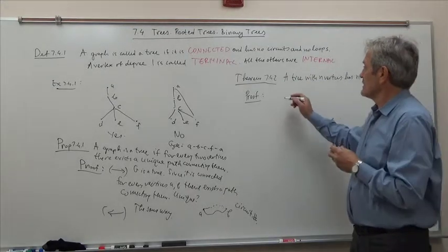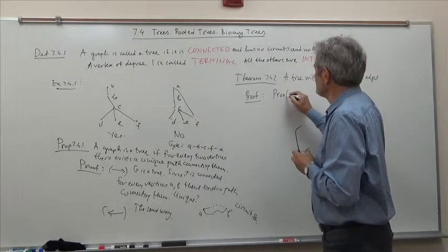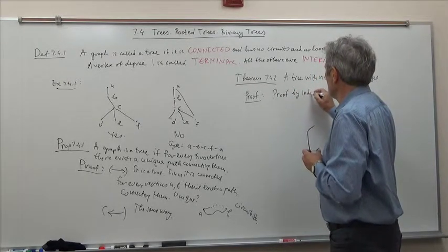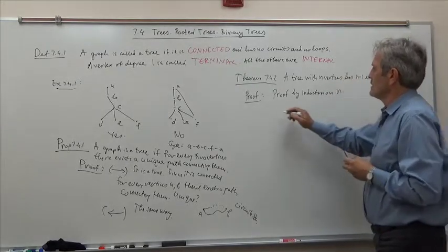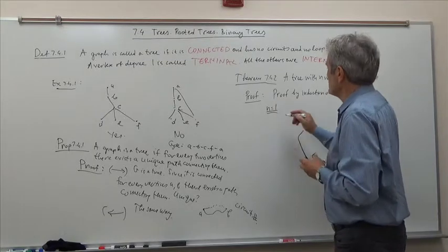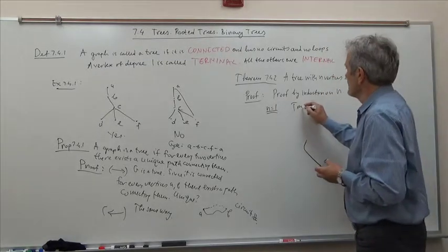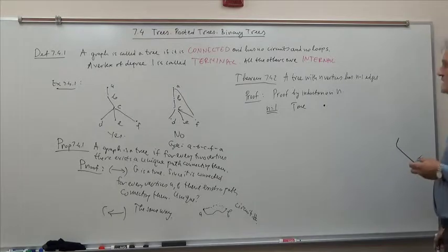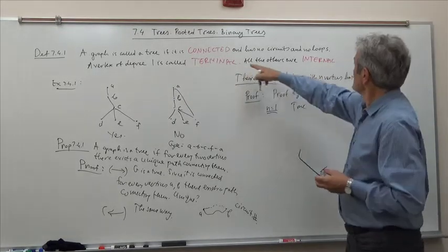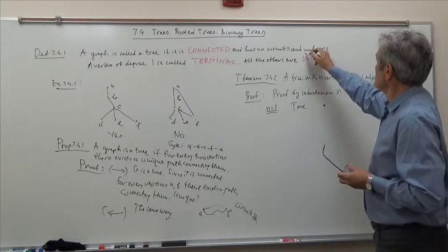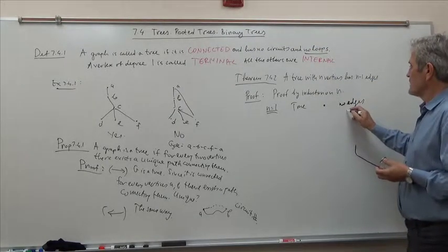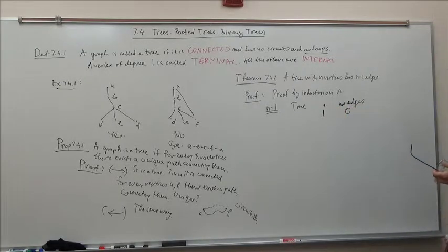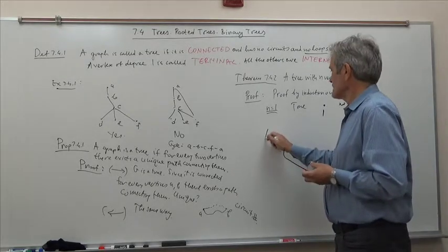Why would that be true? We'll prove it by induction on the number of vertices, on n. If n equals 1, then it's true. Why? Because we have only one vertex and there are no loops. It says here, no circuits and no loops, so that means no edges. The number of edges is 0 and the number of vertices is 1, so we have n minus 1 edges.